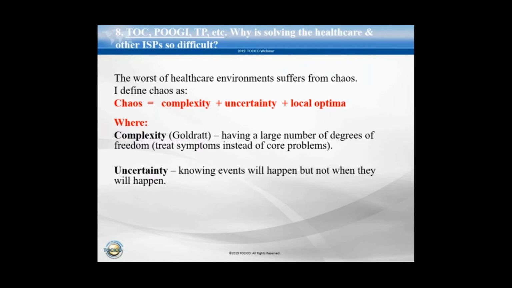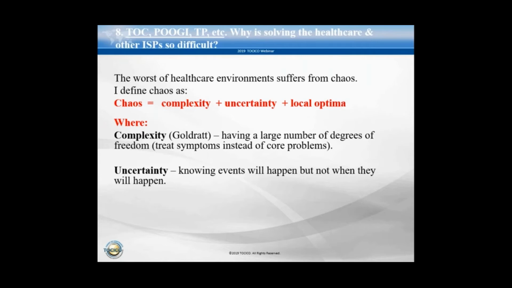Uncertainty is knowing an event will happen but not knowing when. For example, our primary care practice has over a 20% no-show rate. I know that we'll average 20% people not coming to their appointment. I don't know who the people are. I don't know when that will occur. So I have massive uncertainty in trying to plan to reduce that uncertainty.